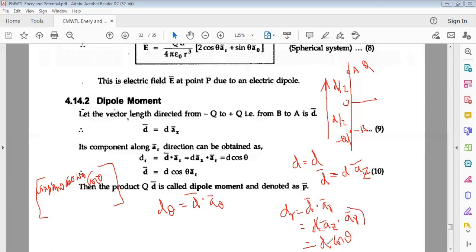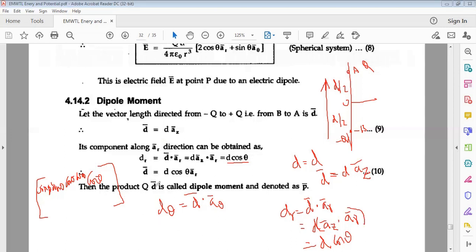So d a_z bar dot a_r bar is actually zero for perpendicular vectors, but by using the vector transformation, it is d into cos theta. The a_z bar dot a_r bar gives the magnitudes and the cos theta. So d_r, the component along the R bar, is equal to d cos theta. Therefore, d bar along the direction of R is d cos theta into a_r bar.